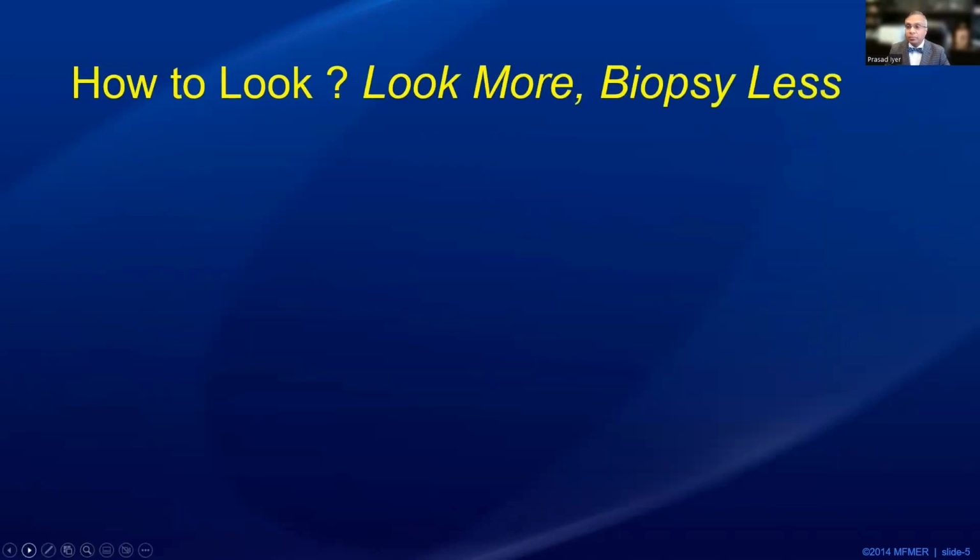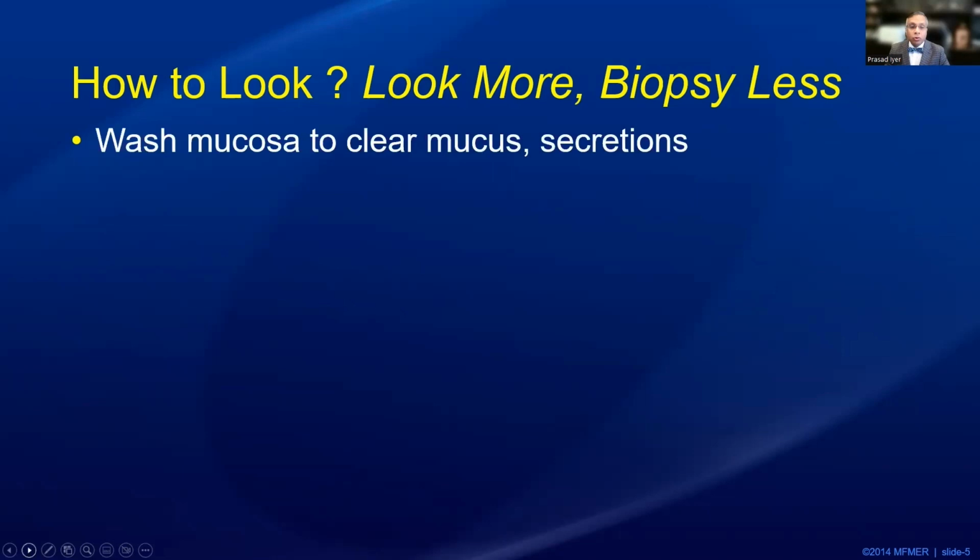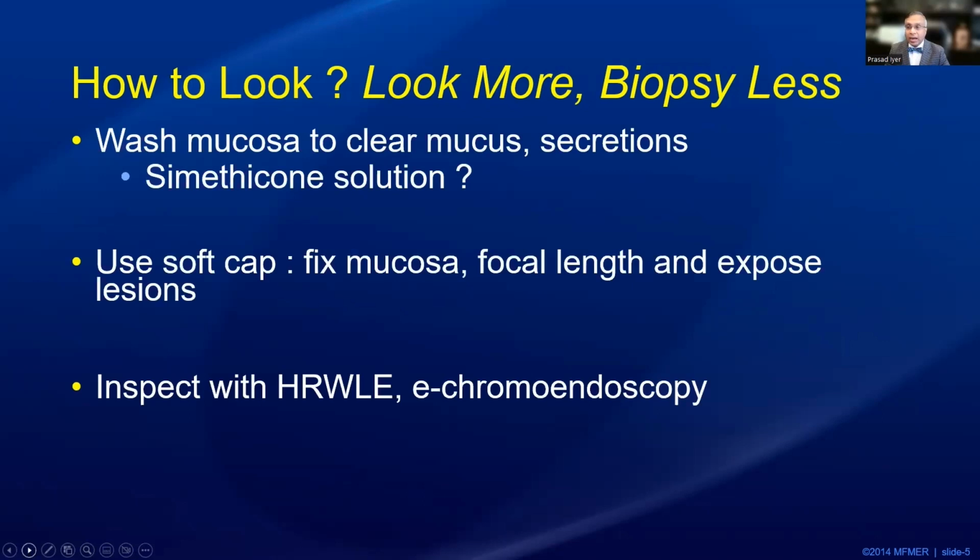So the first principle I would like to emphasize is during inspection, we need to look more and perhaps biopsy less. The intent is not to really reduce the number of biopsies, but to make our biopsies more informative and more targeted. As I mentioned before, we want to wash the Barrett segment of any mucus or secretions. We could use water combined with a simethicone solution. I typically will use a soft cap, particularly if I know the patient has a prior history of dysplasia. This enables us to fix the mucosa, the focal length, and expose subtle lesions.